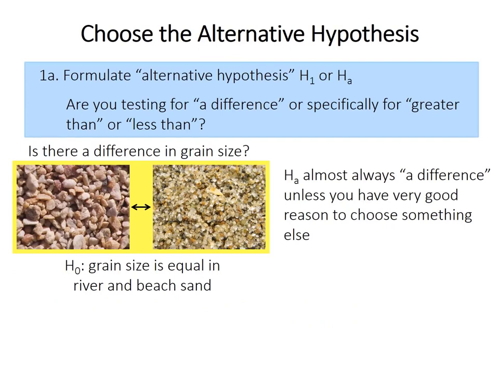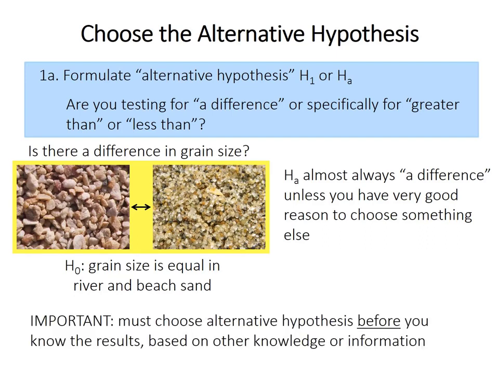You can also explicitly state an alternative hypothesis. Normally, your alternative hypothesis suggests that there is some difference between the two groups, in this example at least, but you can specifically test if one group's mean is greater than the other, or less than the other. So this is an extremely important warning, however. You can't choose your alternative hypothesis based on the data. Just because you look at your measurements and see that river sand is bigger, that doesn't mean that you can choose the alternative hypothesis that river sand is bigger.